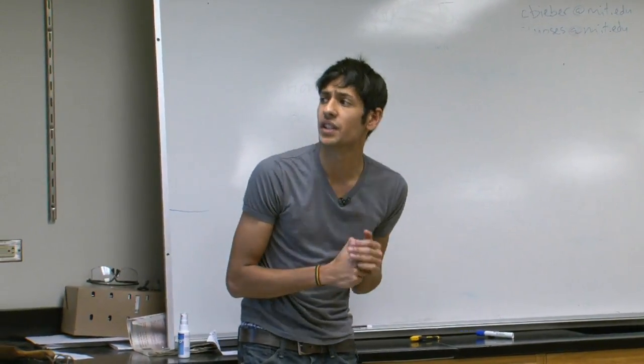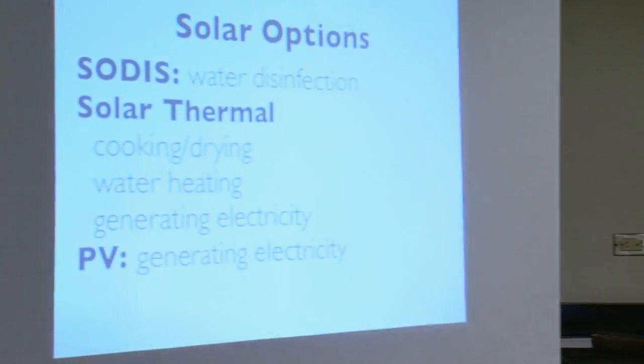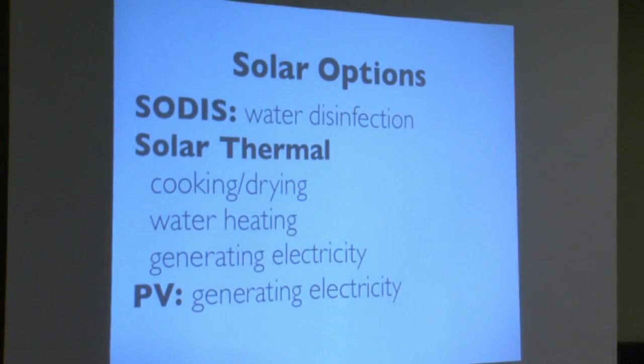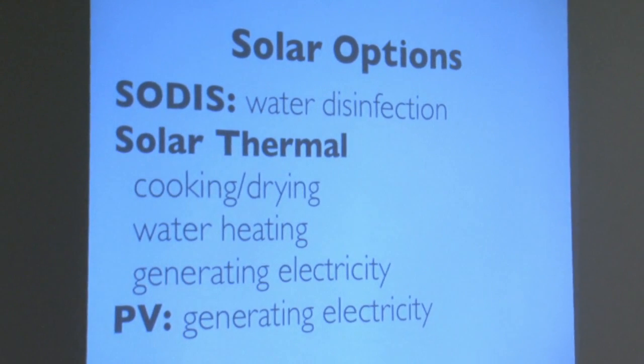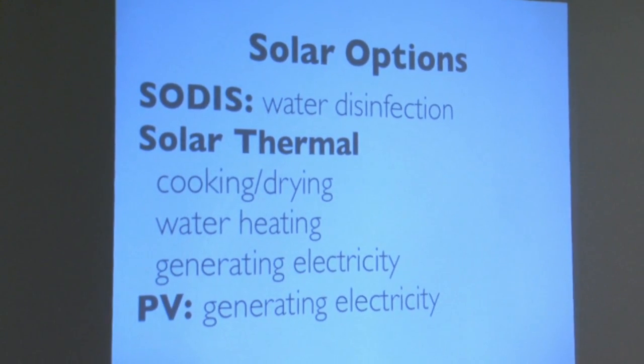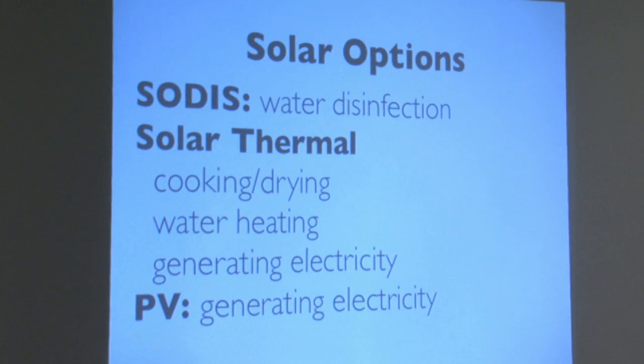different types of solar technologies now. The first one we're going to talk about is SODIS. You have SODIS, you have solar thermal. Solar thermal is where you're using heat from the sunlight directly. You're using solar radiation to heat things, and there are three big ways you can do this. You can use it for cooking and drying, you can use it for heating of water, and you can use it for generating electricity. And you also have photovoltaics, which we worked with last time for generating electricity.